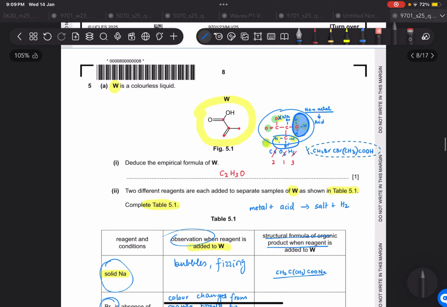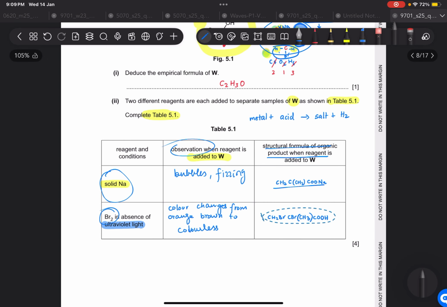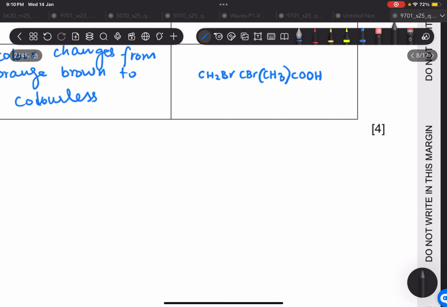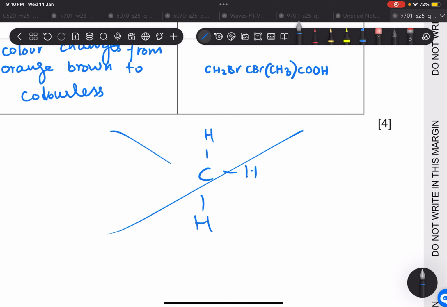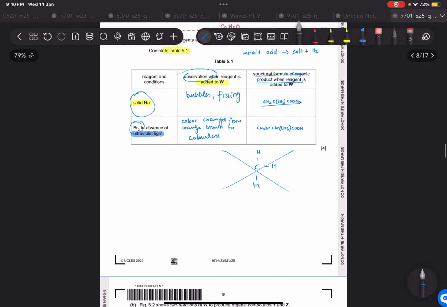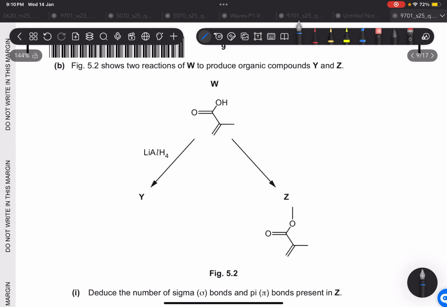So now this is the structural formula of the product. If you try to outsmart the examiner and draw this and think you're going to get the mark, no, this is the displayed formula. For structural formula, you got to give this thing. Okay. Figure 5.2 shows the two reactions of W to produce organic compounds Y and Z.